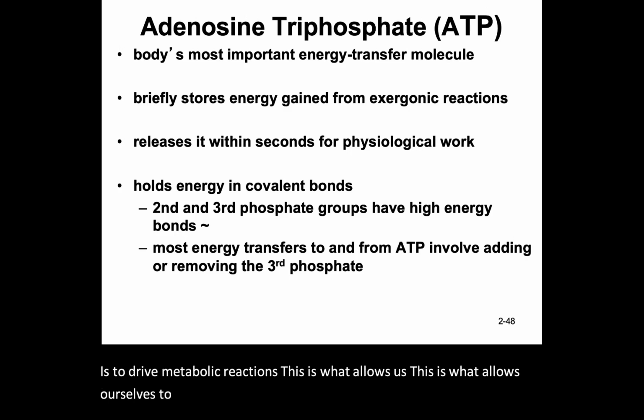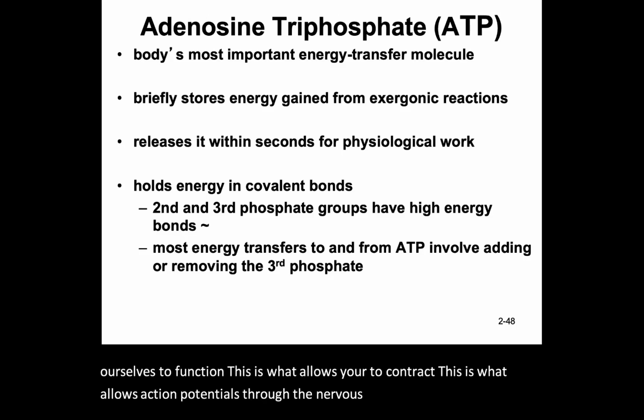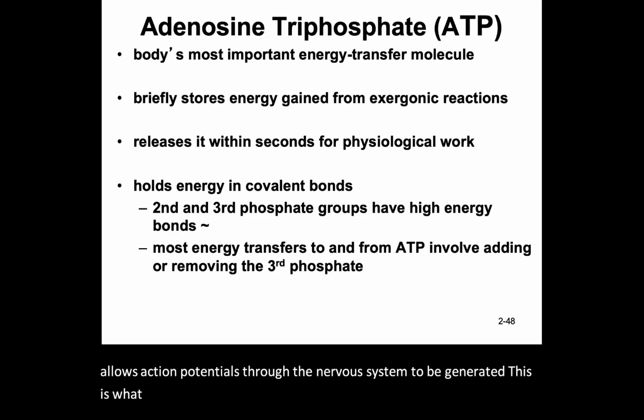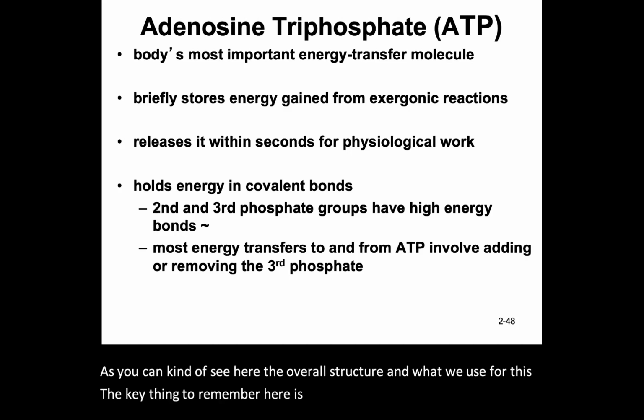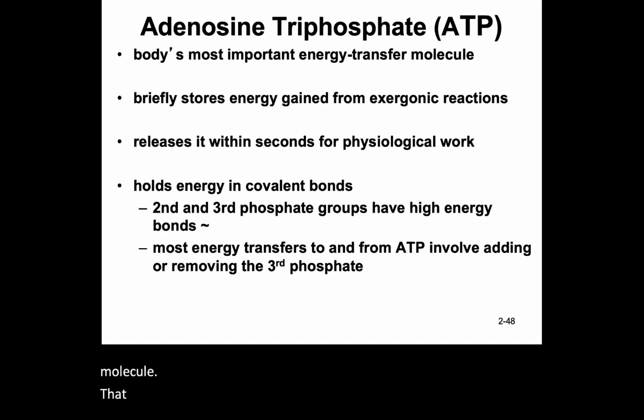This is what allows your muscles to contract. This is what allows action potentials through the nervous system to be generated. This is what allows us to go ahead and survive on a daily basis. This is cellular energy. And so you can see here the overall structure. The key thing to remember here is we're dealing with an adenine molecule that is bound to a 5-carbon sugar. All right, and that 5-carbon sugar is ribose.